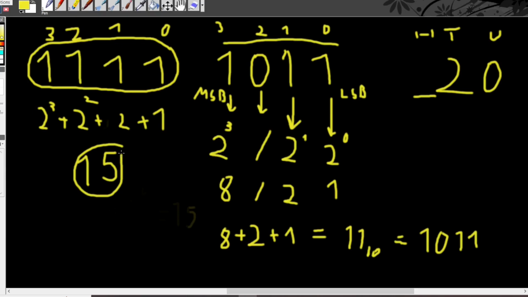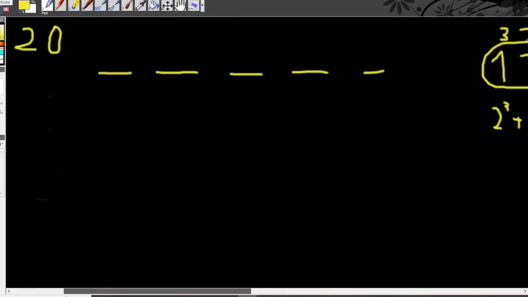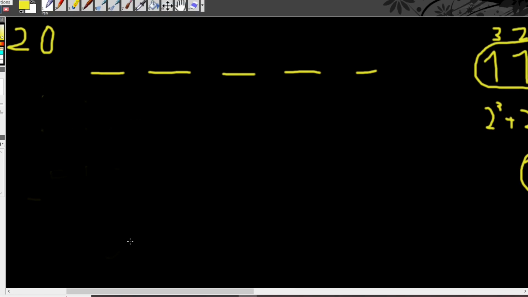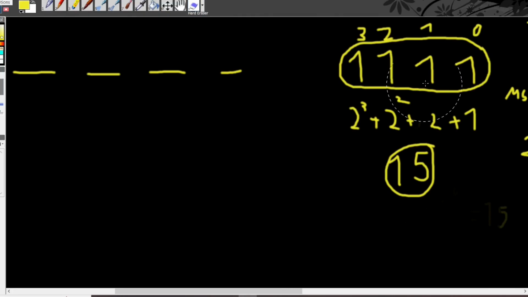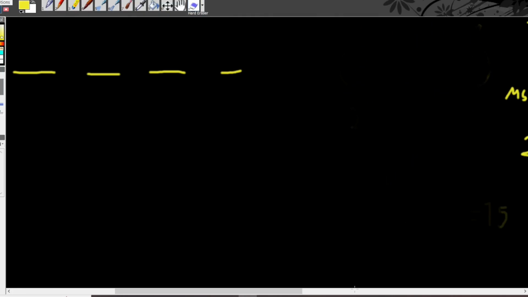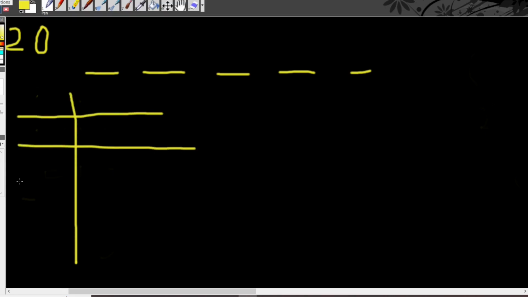This is our answer. Now that we know how to convert from binary to denary, let's look at something that's a little more tricky, but not by much. That is to convert denary to binary. Let me erase this real quick. Now there is a simple method to do this as well, and that is to first of all make a table like this. Table with rows and columns.